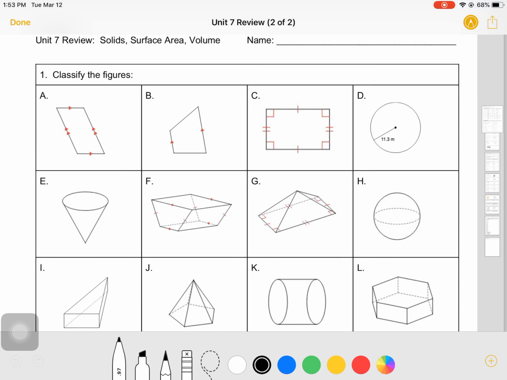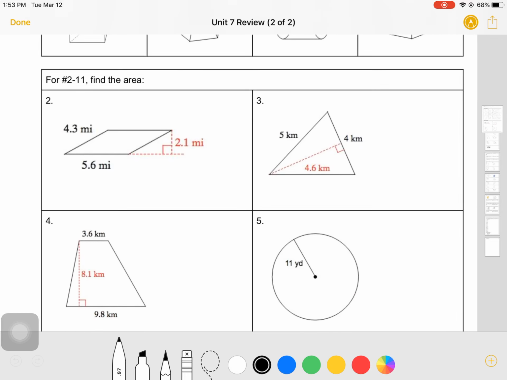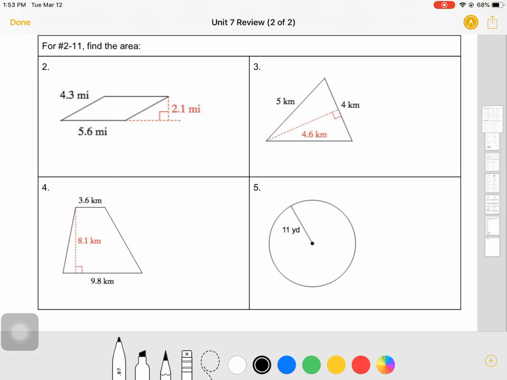The first portion is just classifying. Make sure to check those with the answers on the back to make sure you can classify these, because before you solve a problem, you're going to have to know what it is every single time. The next section talks about just finding regular area.